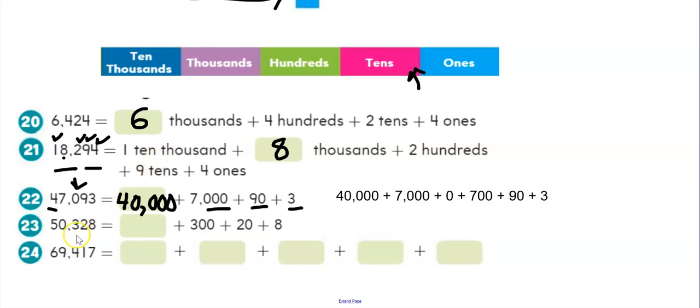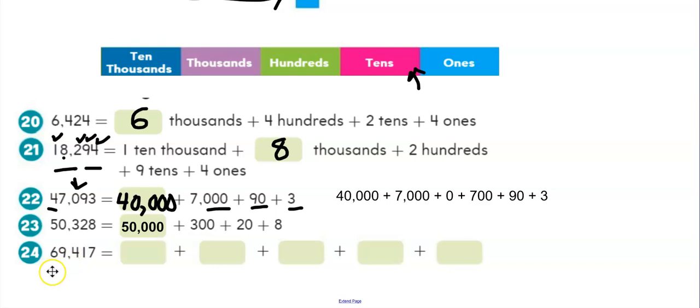Let's take a look at how we might do the expanded form of 50,328. Well, you can see right here they gave us the 300 and the 20 and the 8. So now we just need to put in the 50,000. Like this. I chose not to put a 0 for the single thousands because I don't like to do extra writing. You know, a lot of mathematicians are like that. That's why they came up with digits and the place value system. You can write numbers without so much writing.